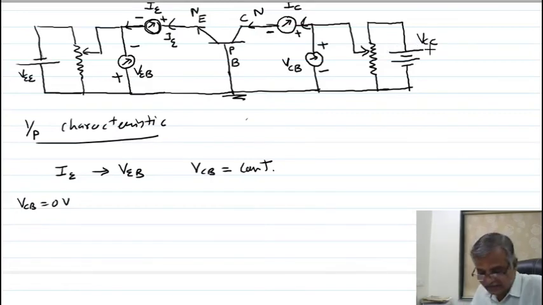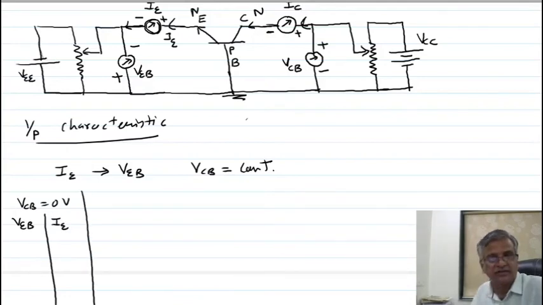Vary the emitter base voltage in a suitable step and note down the corresponding value of the emitter current. Listen again. Keep this at 0. Vary the emitter base voltage in a suitable step with the help of this potentiometer circuit and note down the corresponding value of the emitter current.